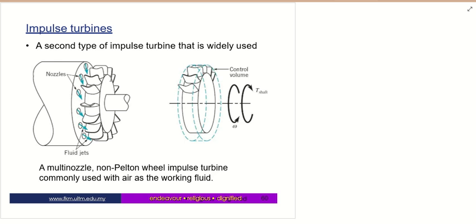Okay, as with the Pelton wheel, the inlet and exit pressure are equal, and the magnitude of the relative velocity is unchanged as the fluid slides across the blade.